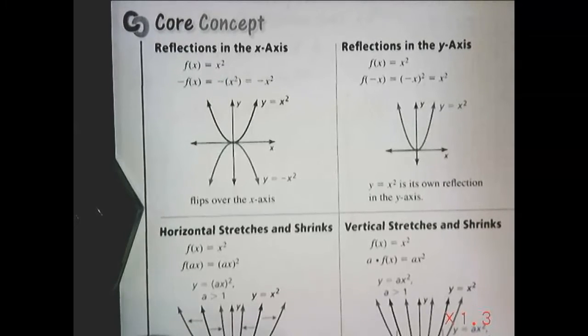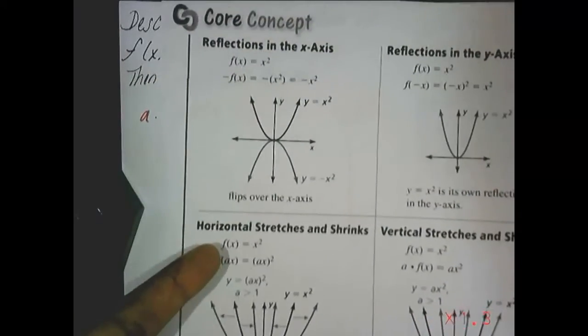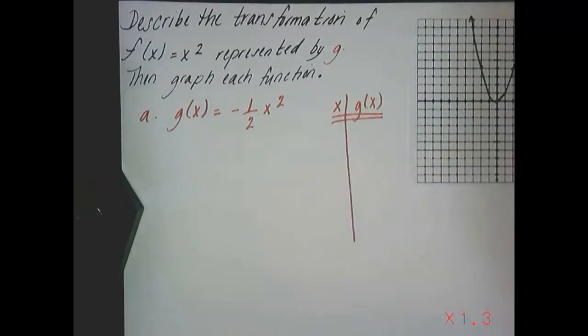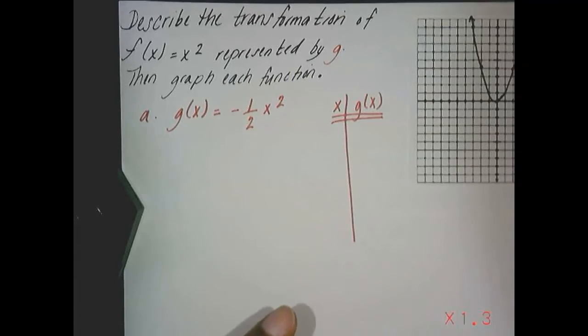This copy, once again, is in black and white because that's all my printer does. But this is the core concept that we're going to use to approach the problem that we have next. We're going to describe the transformation of f of x equals x squared, represented by g. And then we're going to graph each function. So what we have here is g of x equals negative 1/2 x squared.